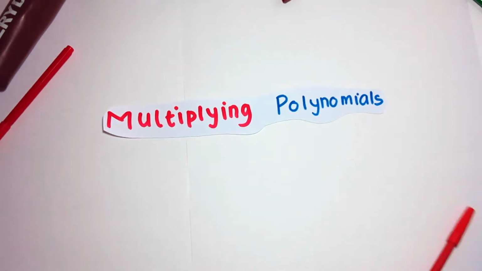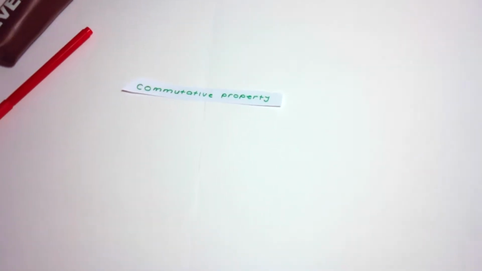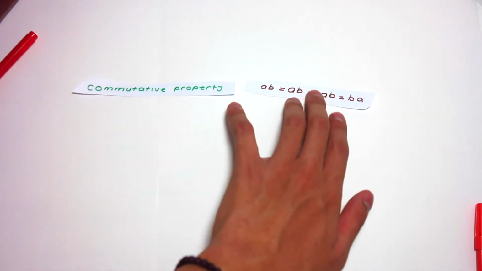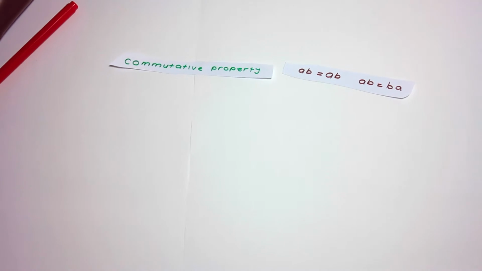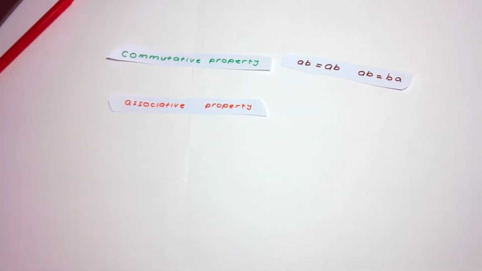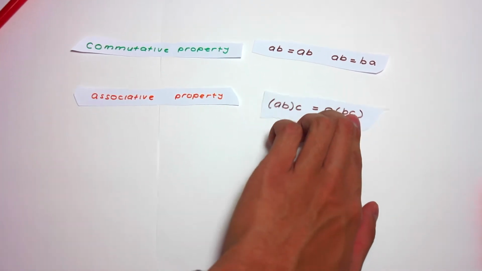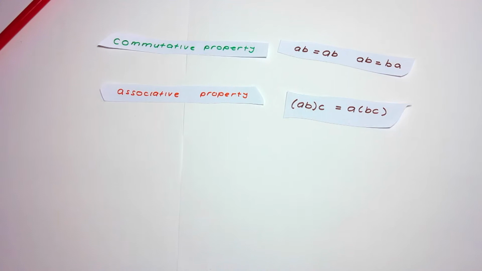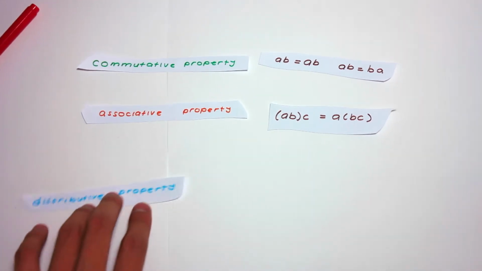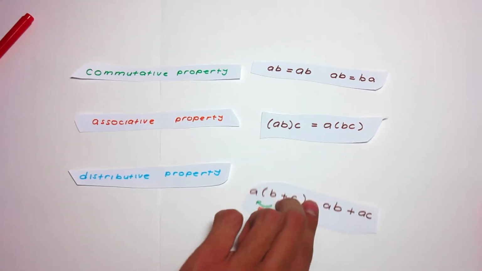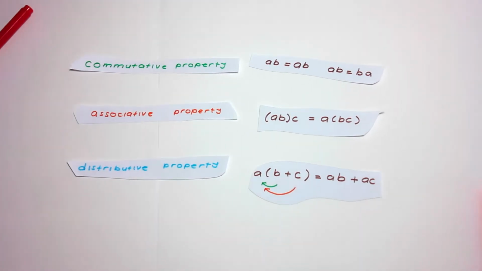Multiplying polynomials. There are three ways you can multiply polynomials. The first way is the commutative property: AB equals BA. The second way is the associative property: A times B times C equals A times B times C. And the distributive property: A times B plus C equals AB plus AC.